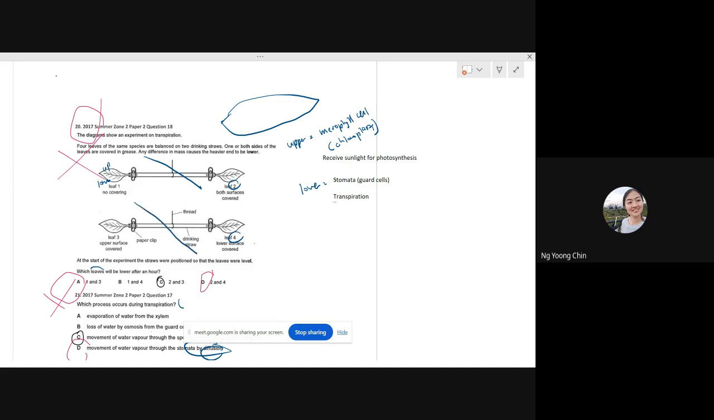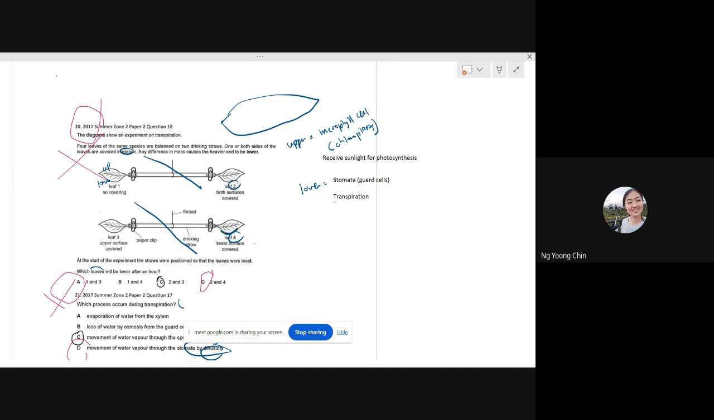So you can see that in leaf 3, because the upper surface is covered, can they do photosynthesis or not? They are blocking the upper surface with grease. Grease is an oil, right? So when you cover the upper surface with oil, you are blocking the light from penetrating into the leaf. So leaf 3 is unable to produce sugar from photosynthesis.